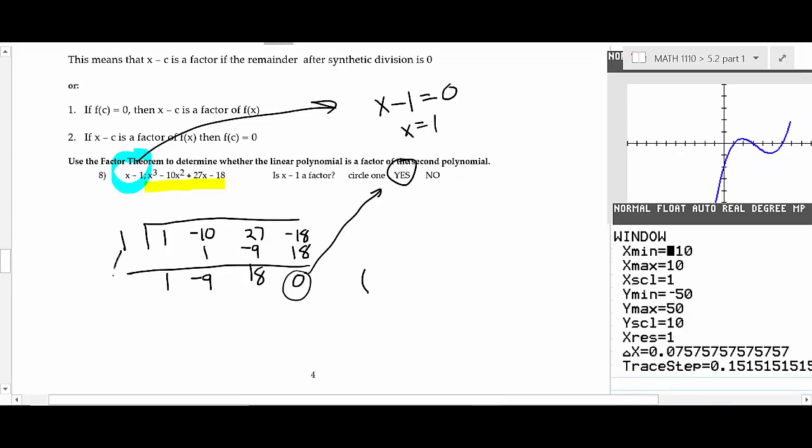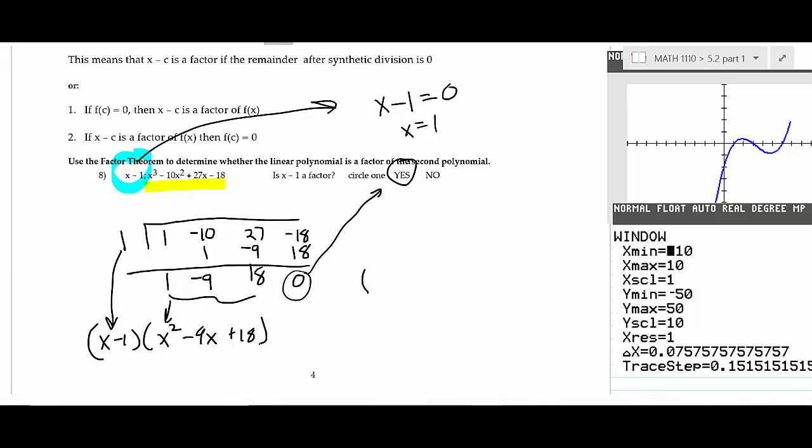This part right here is really represented by x minus 1. This part right here is really representing x squared minus 9x plus 18. That's how you factor that polynomial, is by doing that. So that's the factoring of that. And because that remainder is 0, that's why it's a factor.